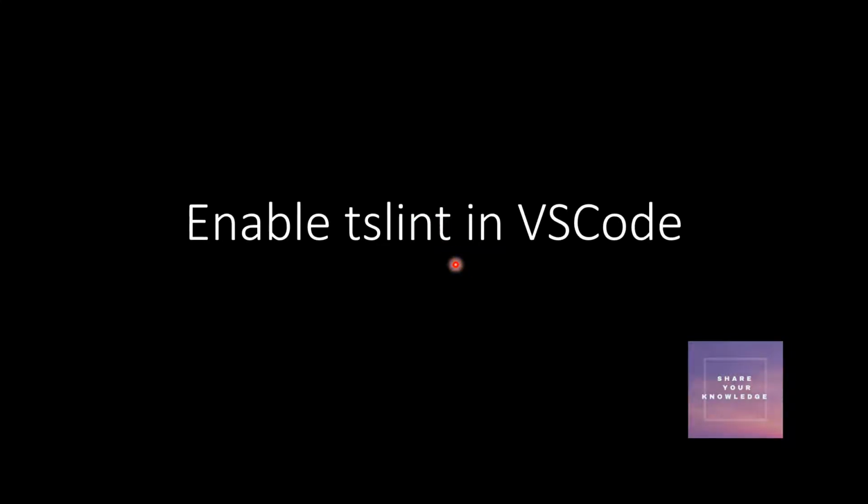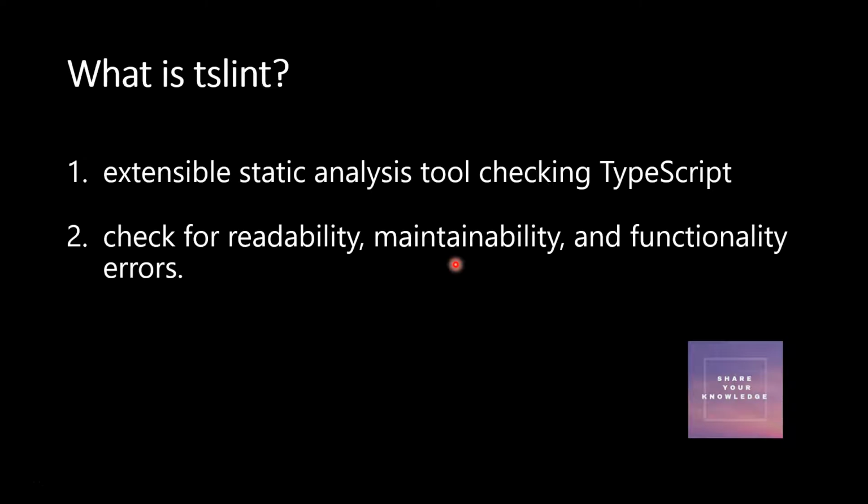Hi all, today we are going to see how to enable TSLint, which is a linting tool for TypeScript, in VS Code. Let's first see what TSLint is. TSLint is nothing but a static analysis tool for finding errors in TypeScript. It checks for readability, maintainability and functionality errors in TypeScript. So whenever you type the script, it automatically lints it and tells you the error promptly, dynamically.